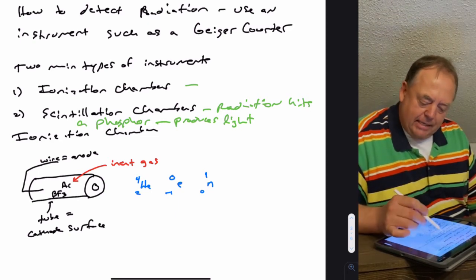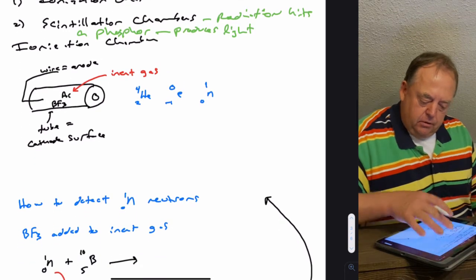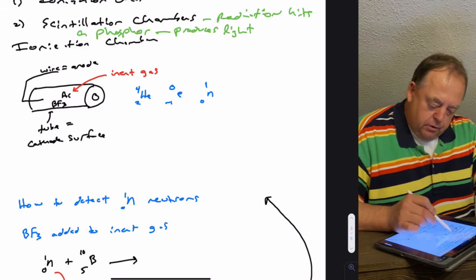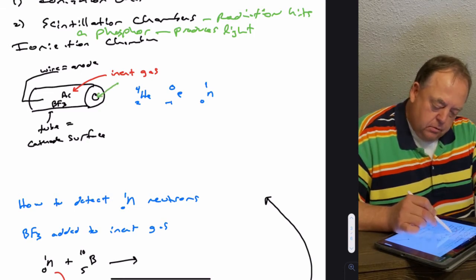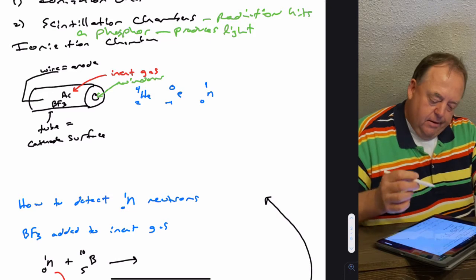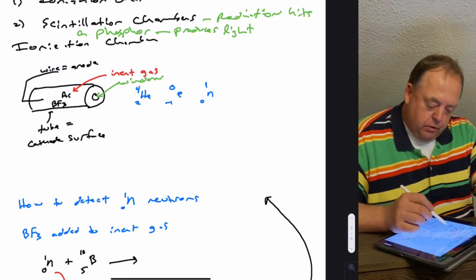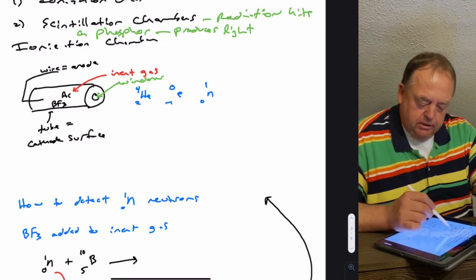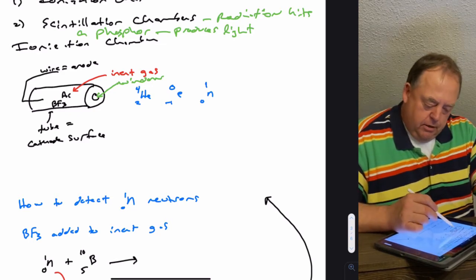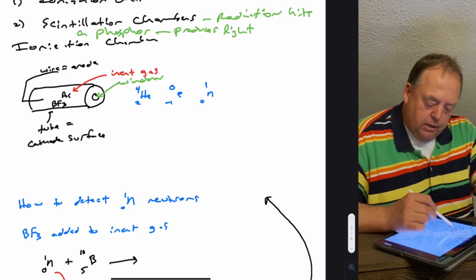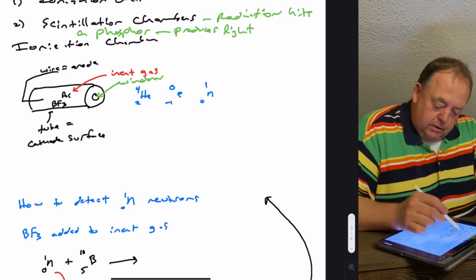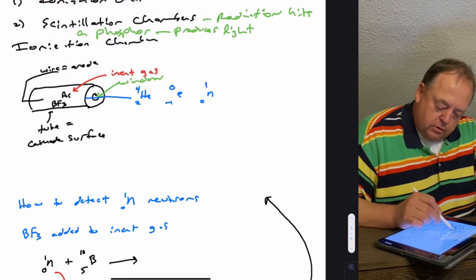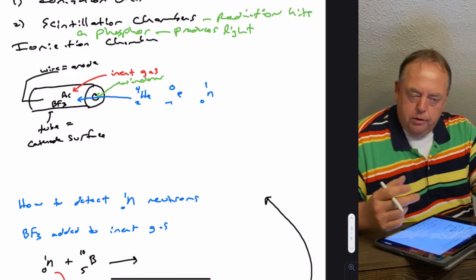So let's go into how an ionization chamber works. So this would be a little schematic of an ionization chamber. So basically you have a tube with a small window that allows radiation to come into it. And in that tube, you have a wire, which is an anode, and the tube itself, the surface, is the cathode. And then you have an inert gas in there like argon and BF3. So then your alpha particles or beta particles or neutrons come into the ionization chamber through that small window.